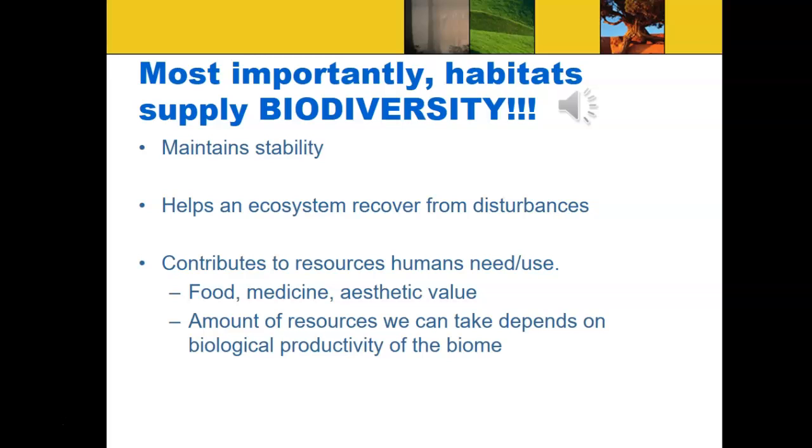And the amount of resources that we take depends on the biological productivity of the biome. So we can take a lot of resources from a habitat, humans can, but if the productivity of that biome is not very good, then we're going to destroy that habitat at a much faster rate than if we're taking resources from a biome that can regenerate those resources quickly.